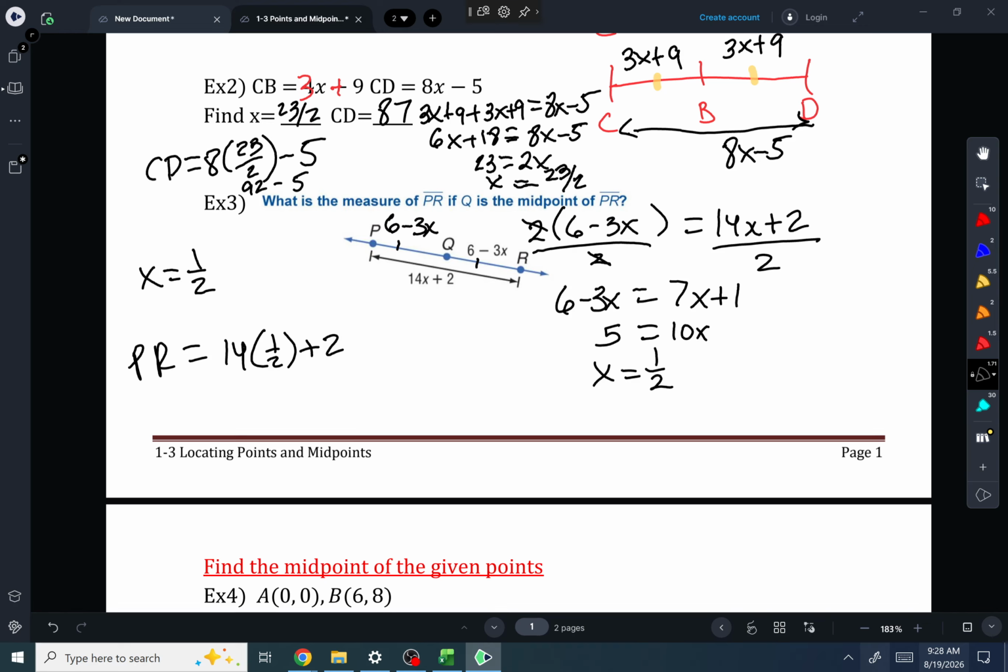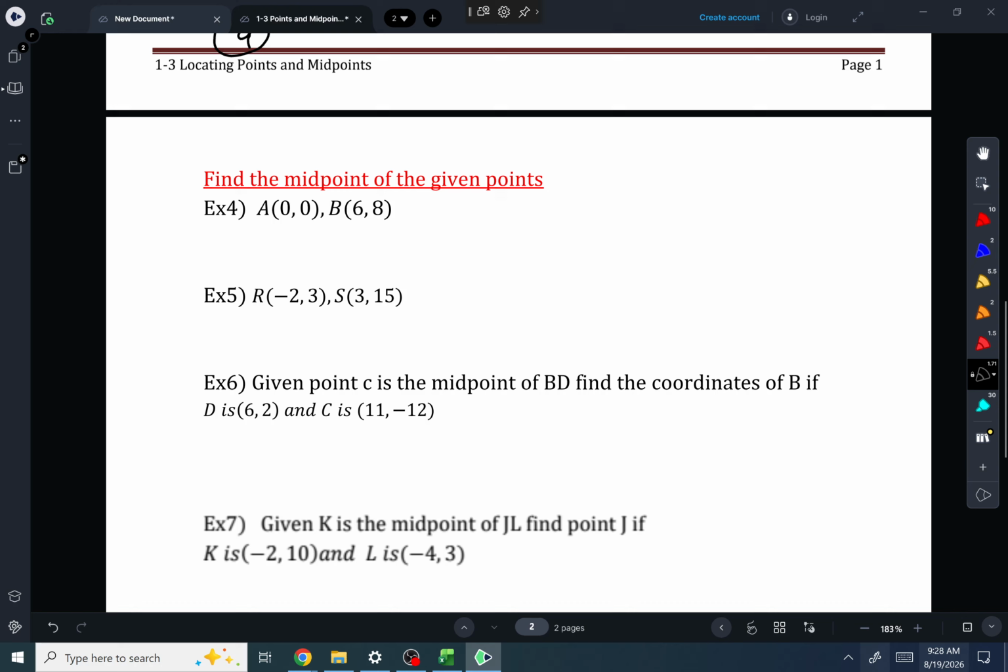Guys, I am not interested in you crunching through numbers. Just show me the basic steps, what you're doing. I better not just see an answer, because I'll give you a 0. Make sure you're just showing me the steps that are going on, not just a number, okay? Half of 14 is 7 plus 2 is 9. PR is 9. This is hard. All right. Next problem.